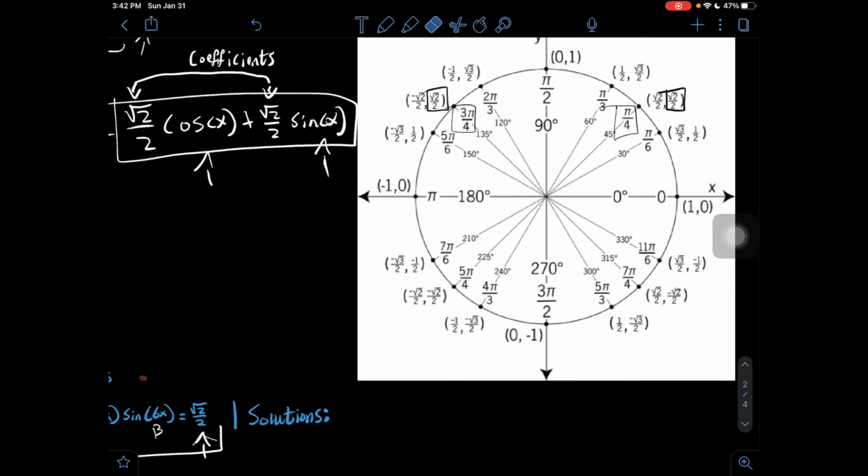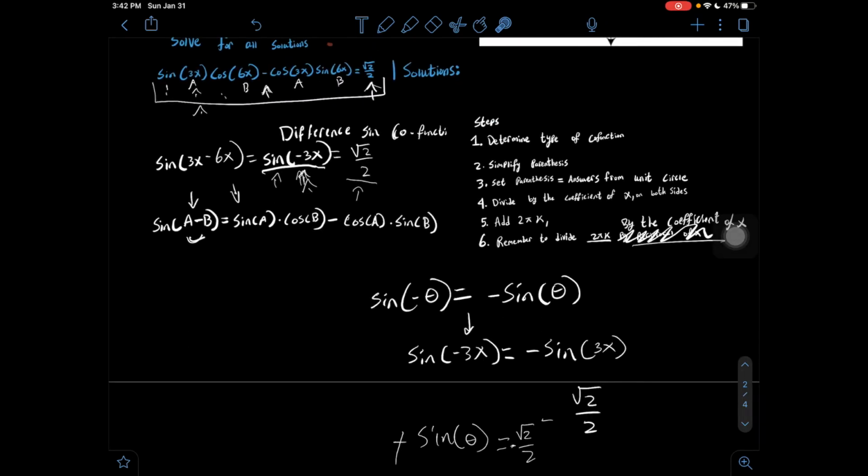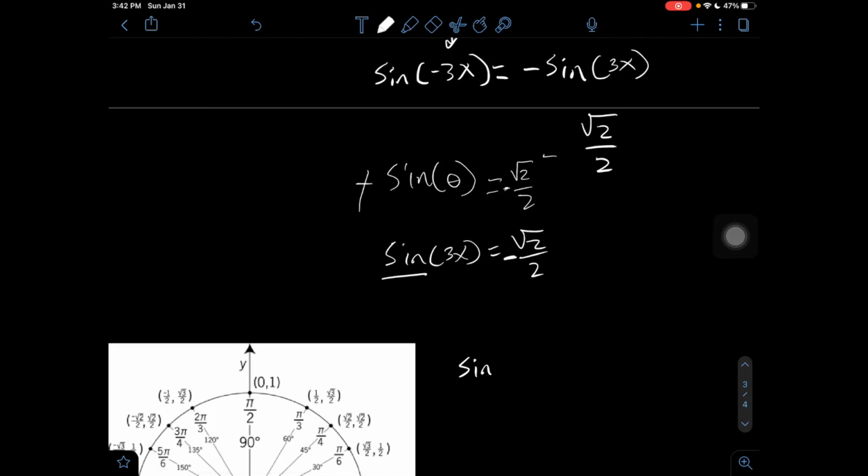If we look at our unit circle, we can see that negative square root of 2 over 2 is found at 5 pi over 4, as well as 7 pi over 4. So those are going to be our two answers. And this is step 3, where we're setting our parentheses equal to answers from the unit circle. So we just said that 3x equals 5 pi over 4, as well as 7 pi over 4.